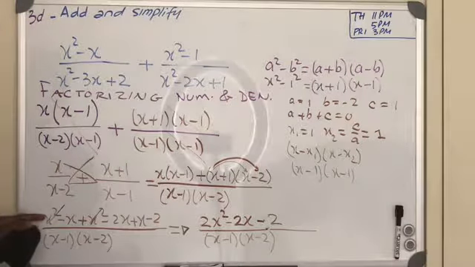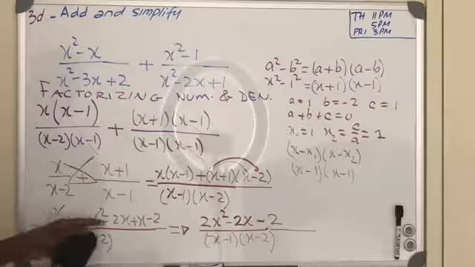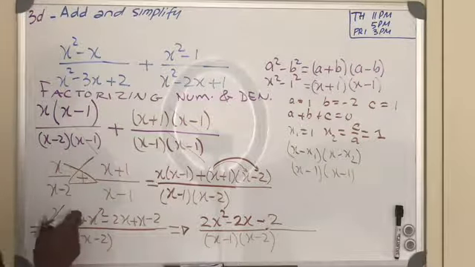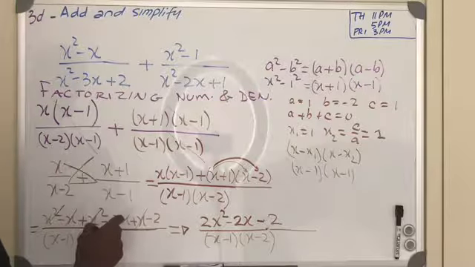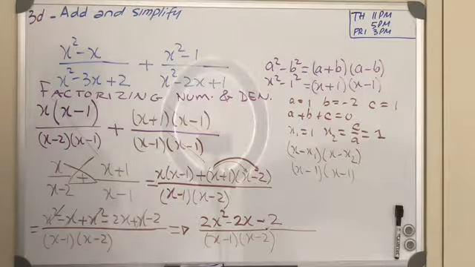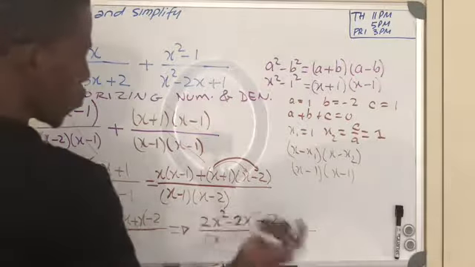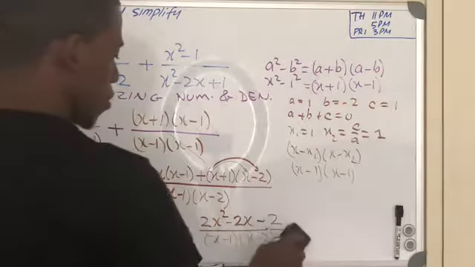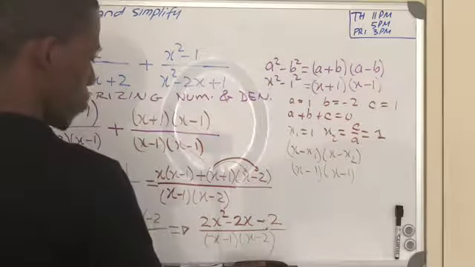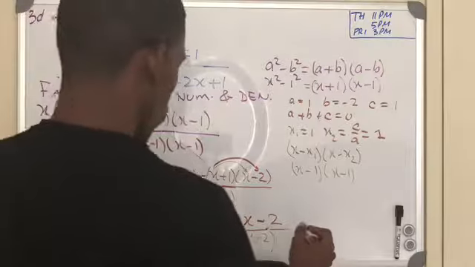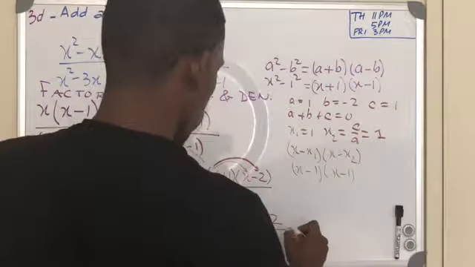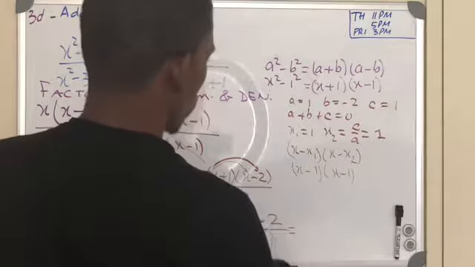2x squared minus 2x minus x plus x, 0, minus 2x minus 2. So I have 2, 2, 2. I can simplify by 2 here if I want to. So it will be equal to, let me go here.